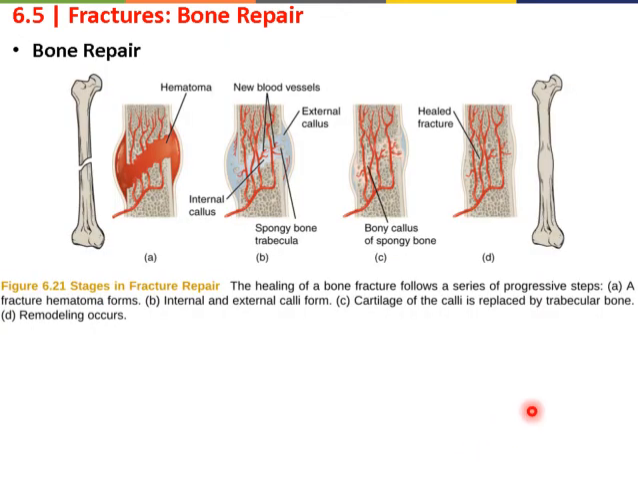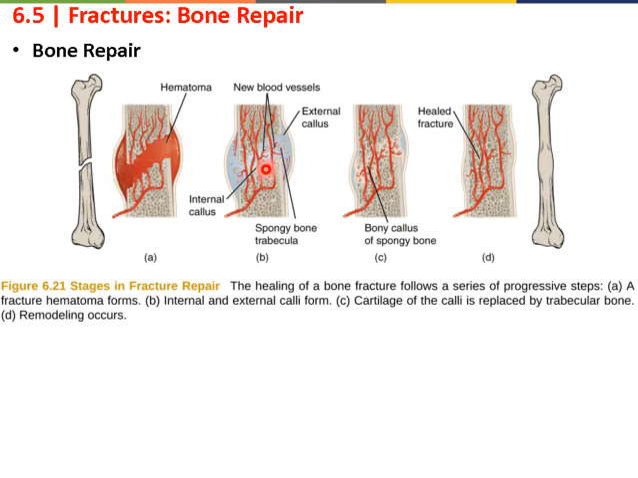Now let's talk about bone repair. We have four steps to bone repair, which are the hematoma, then forming internal and external callus, then spongy bone, and compact bone. Now, when the bone breaks, the blood flows from any vessels that have been torn by the fracture. Okay? And about 6 to 8 hours after the fracture, the clotting blood has formed a fracture hematoma.